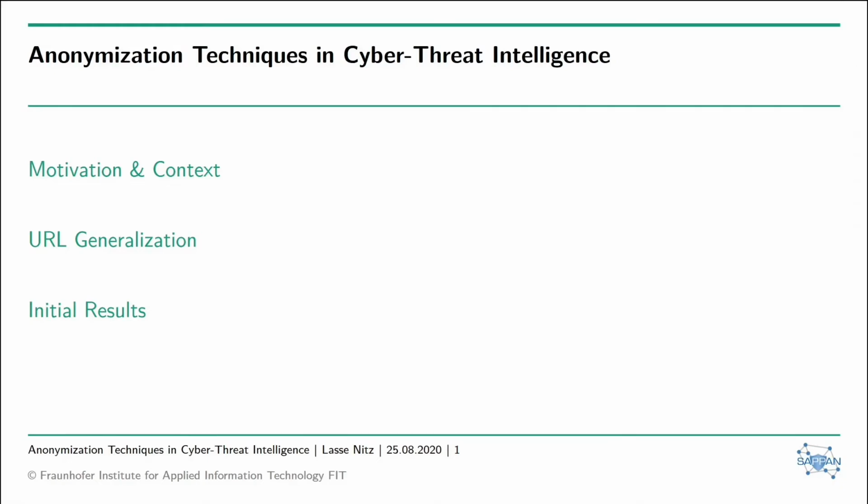Regarding the structure of this talk, I will first give a brief motivation and talk a bit about the context in which we can apply privacy-preserving technologies in SAPAN, and more specifically, I will talk about two scenarios. Then, as a specific example of such a privacy-preserving technology, I will quickly introduce URL generalization, which we applied within the context of SAPAN, and lastly present some initial results.